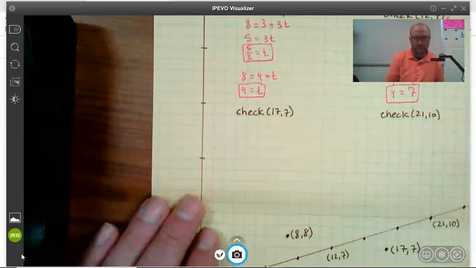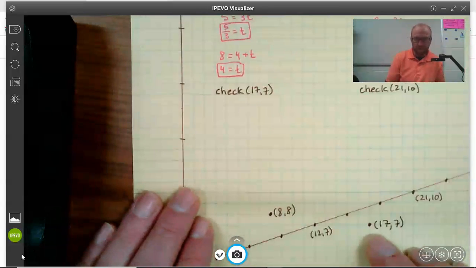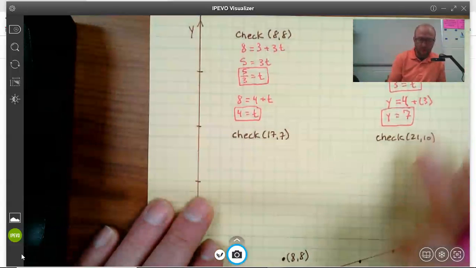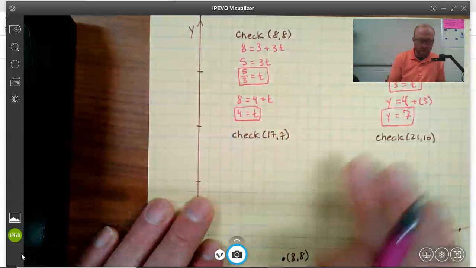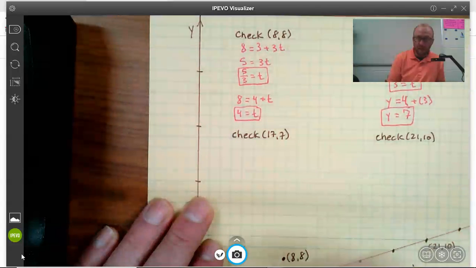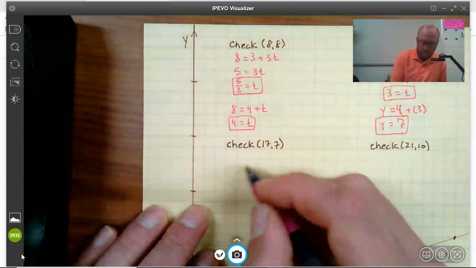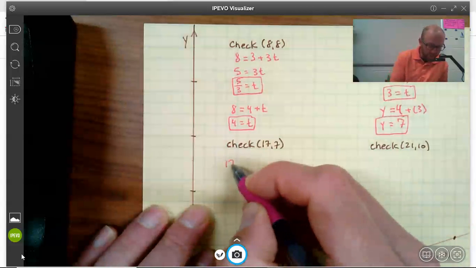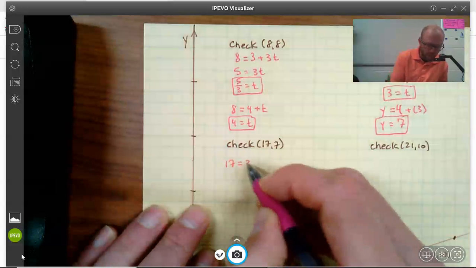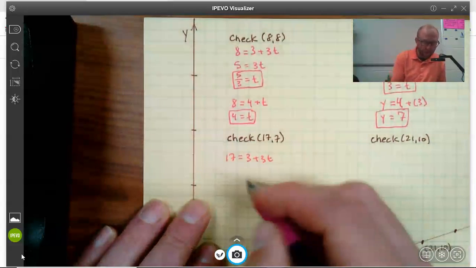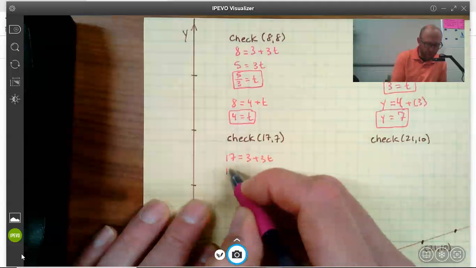Let's check down here for (17, 7). And we can see (17, 7) is not on the line, so we should end up with a no for that one. So let's use the last method for this one. We're going to solve for t using x, and then we're going to input that value in for y and see if we get the number we're expecting. So let's see, our x is 17. So 17 equals 3 plus 3t. So we'll solve for t. I'll subtract 3 and I get 14.